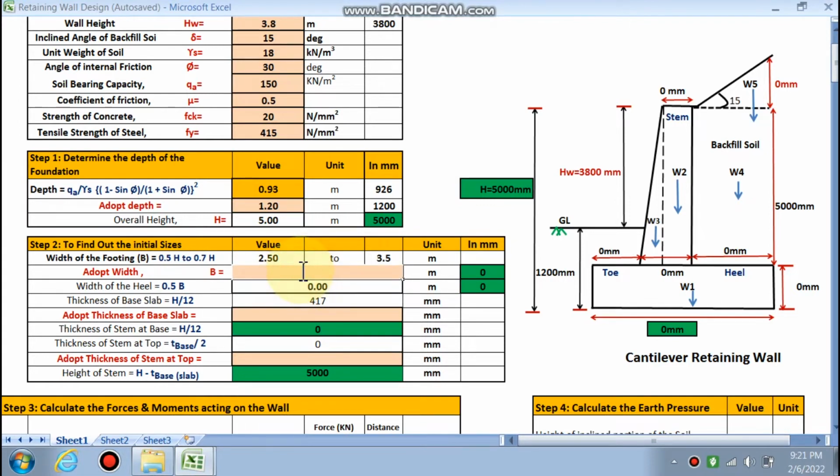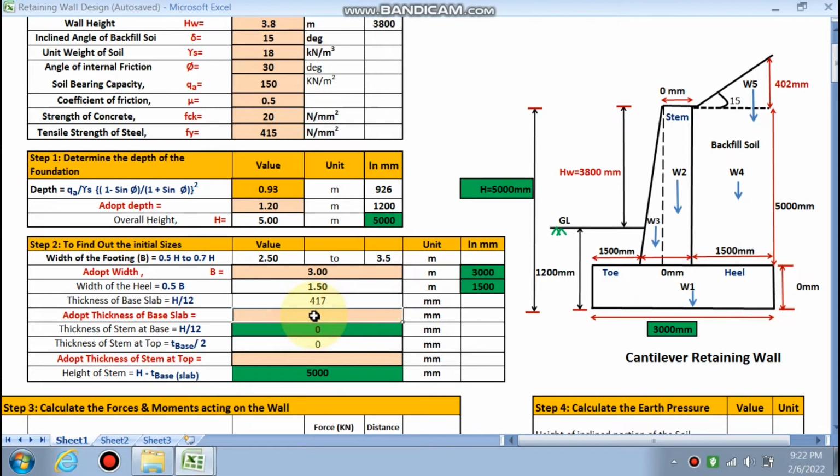So how much can we take? If you are taking 5 meter height, we have to take between these two. You can take anything from 2.5 to 3.5, right? So I'm taking 3 meter, so 3000 mm, right? Width of the heel is 0.5 of B, that comes out to 1.5 meter. Thickness of the slab is h by 12, 417 mm thickness of the slab.